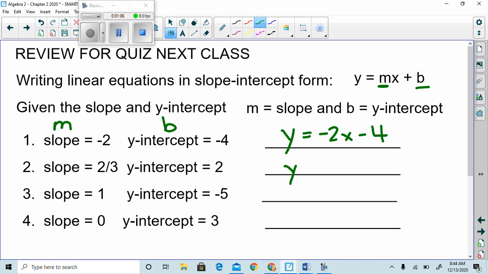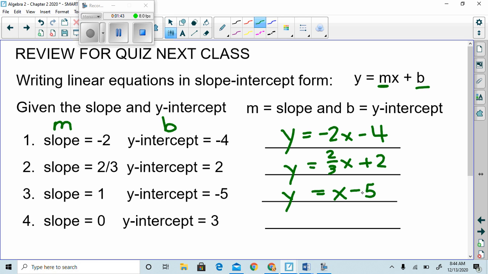Second example, you want to just replace the value of m and the value of b. Remember to put the x coordinate right next to that slope and replace the b. In my third problem, I have y is equal to, well, slope is 1, and 1 times x is just x. And there's my equation for number 3.